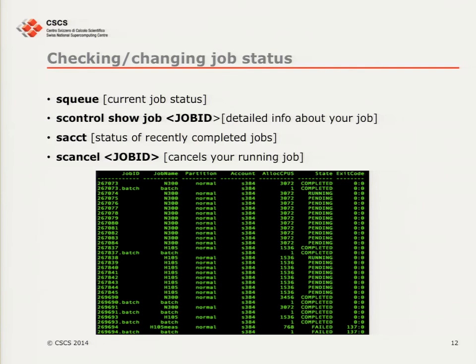Use scontrol show job with the job ID. It's kind of nice. When you submit some of your scripts later, you might want to play with that, and it will tell you more detailed info about your job, like where the SLURM script was, which directory you submitted from, how many nodes were allocated. So that's kind of nice.